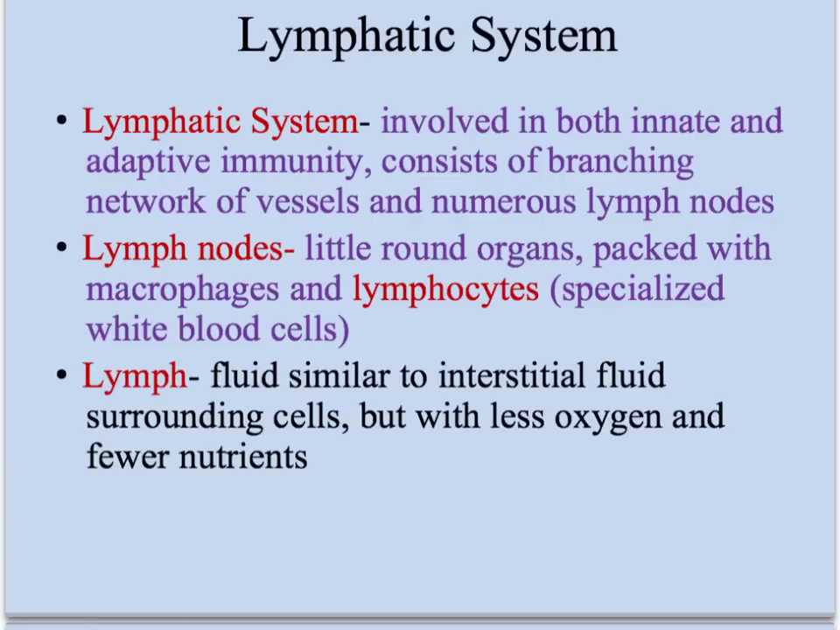So, the lymphatic system. Obviously, you've already written the top definition down, so you don't need to write that again. But we talked about how it's consisting of branching networks of vessels and numerous lymph nodes. Our vessels were the highways, and our lymph nodes were the hotels. Lymph nodes are little round organs packed with macrophages and lymphocytes. Lymphocytes are just specialized white blood cells. Macrophages are a type of phagocyte, so the cells that just run around your body eating anything that they can find.